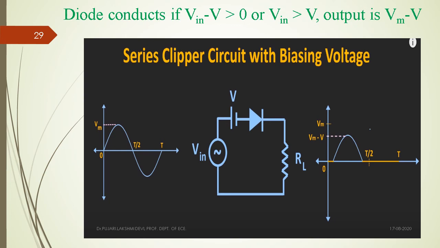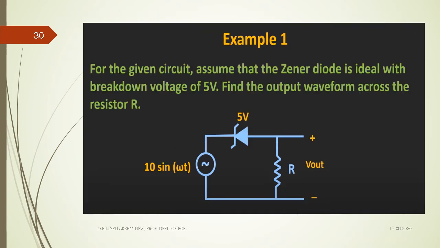During that period, this same output waveform repeats, but the peak voltage is Vm minus V. Input voltage minus V, that is Vm minus V, is the maximum peak that appears at its output. That's the reason for mentioning Vm minus V as the peak voltage of the output waveform. When the input sinusoidal voltage becomes lesser than this biasing voltage, the diode again becomes reverse biased. If the diode is reverse biased, there is no chance for current to flow through this circuit diagram, so the output voltage is again 0.